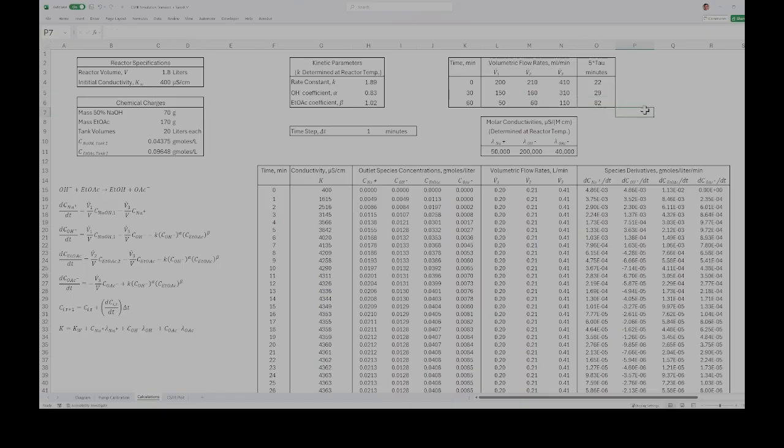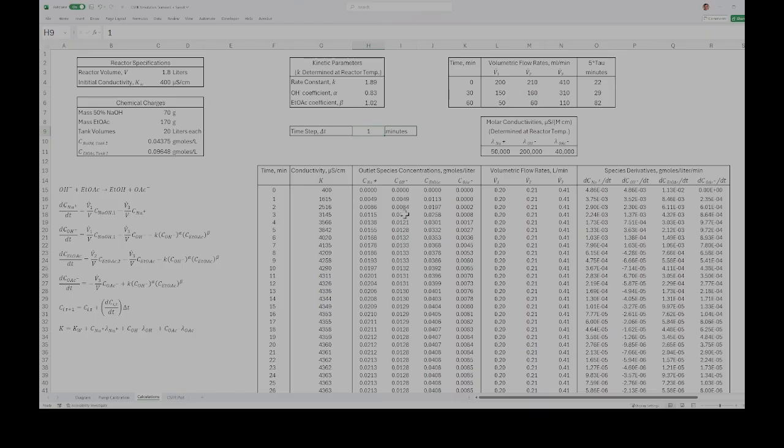We're also going to need to know what our specific ion conductivity is for the various ions. And this is given by the calculated values based on the temperature of your reactor. So in my case, I'm just using values of 50, 240, but you would actually calculate it based on the temperature that you measure for your reactor. I'm going to use a time step of 1 minute in my analysis.